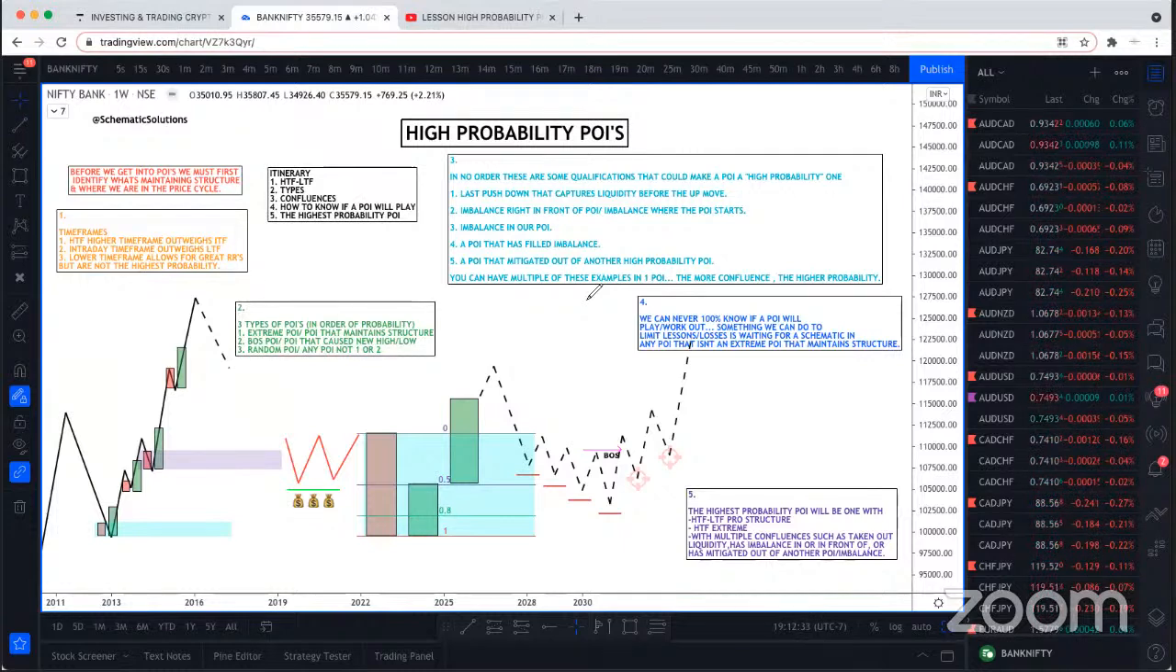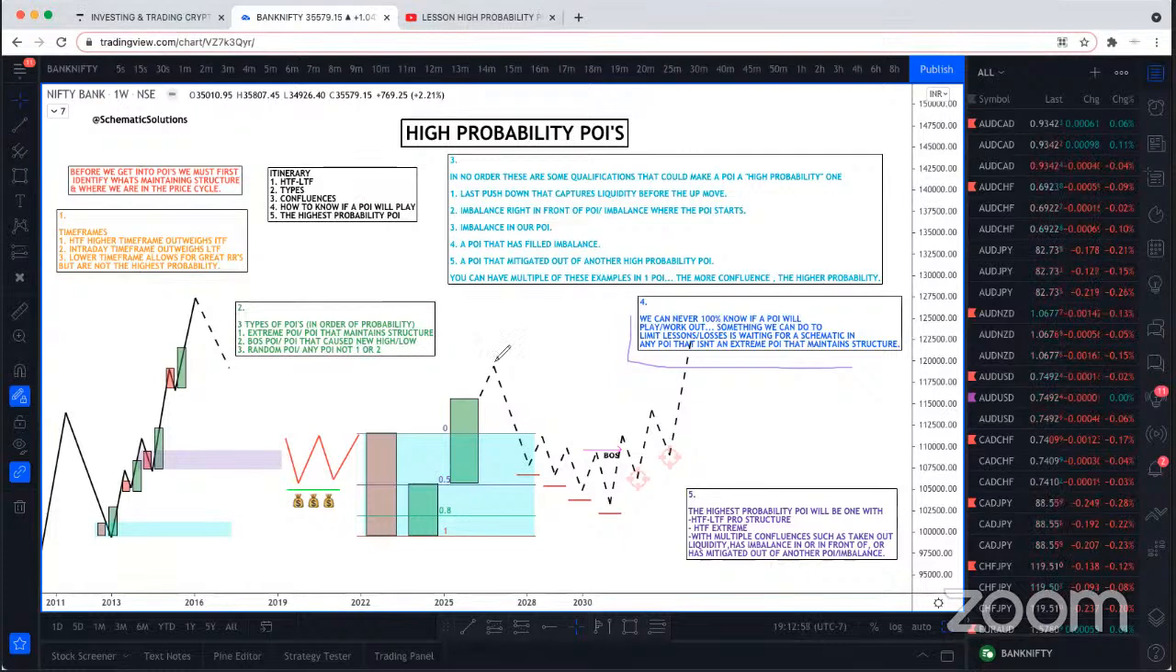We want to understand that not every single point of interest will play out, and we can't tell the market what to do. We can predict something, but we can't make the market do something. So there will be times where our points of interest are blown through, even on our extremes. It could be the highest probability point of interest and it could still blow through. It doesn't mean it's 100% going to play.